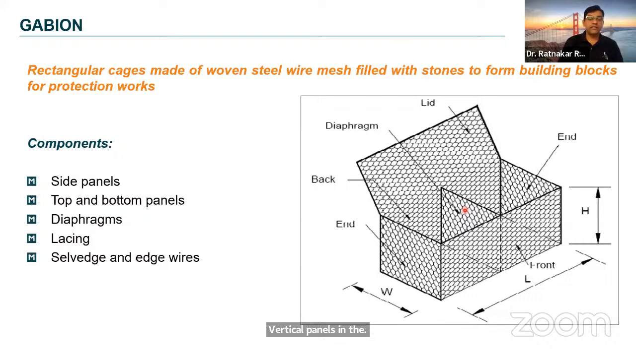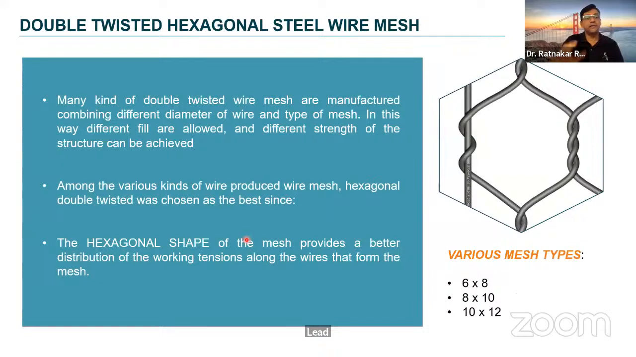Lacing is a wire which is used to join the lid with the side panels, and the selvage and edge wires. These are the typical components of the gabion. Now, when we talk of double twisted hexagonal steel wire mesh, there are many kinds of double twisted wire mesh that are manufactured combining different diameters of wires. So the mesh openings can be 6 by 8, 8 by 10, or 10 by 12. The shape remains the same, that is hexagonal. There is a double twist.